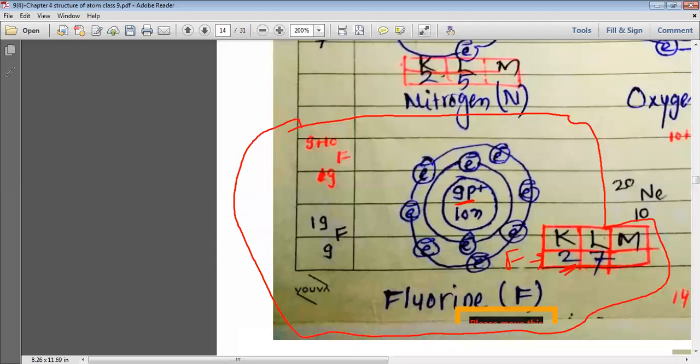Dear students, can you see the screen on your screen? Yes, sir. Okay. Yes, So sir.